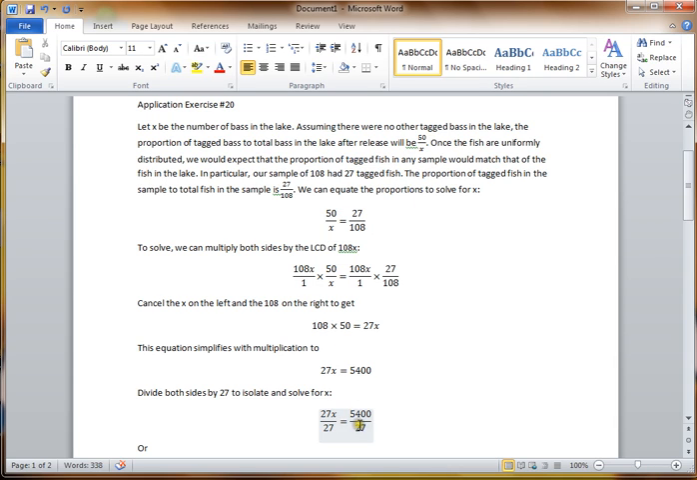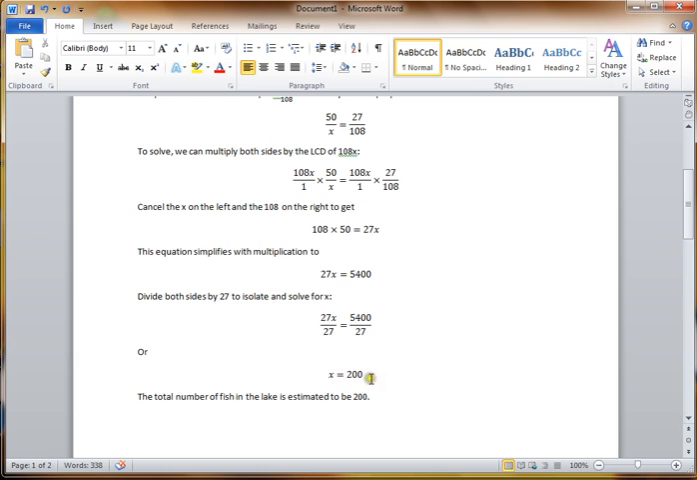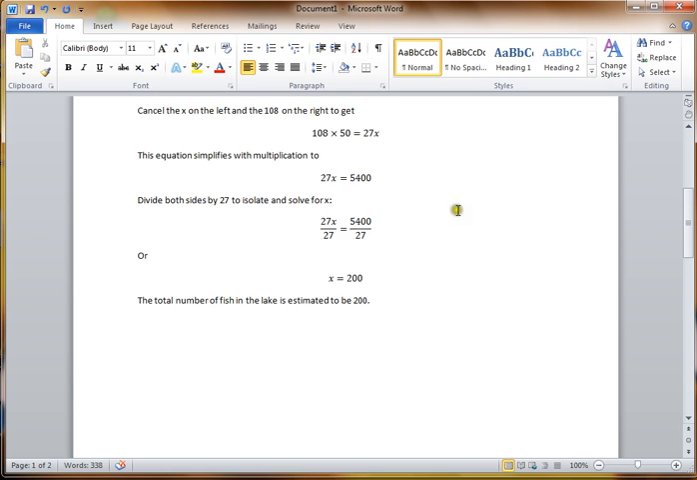Show all of your work along the way, give some context, and get your answer, and then always return to the context at the end of the problem.